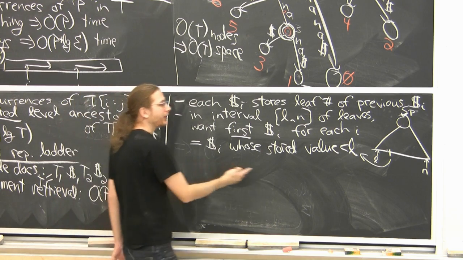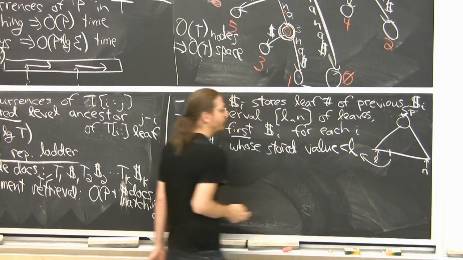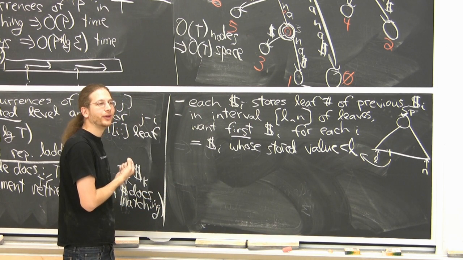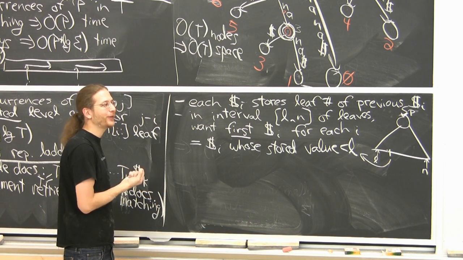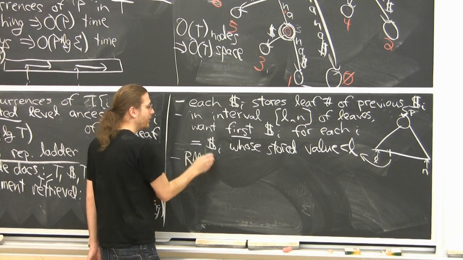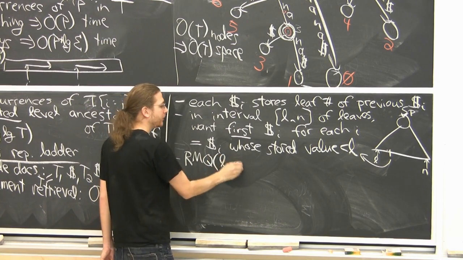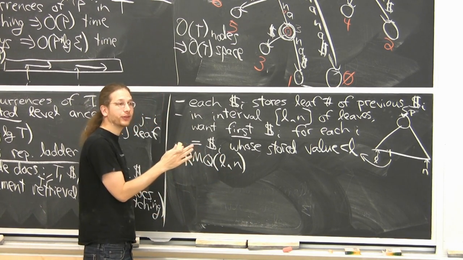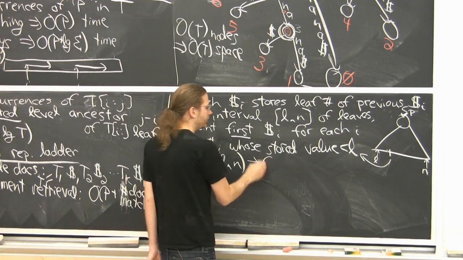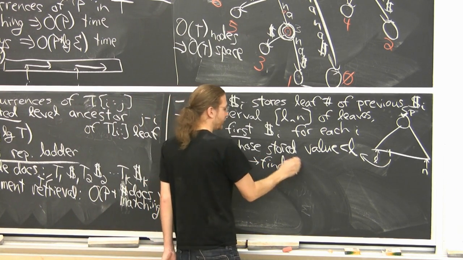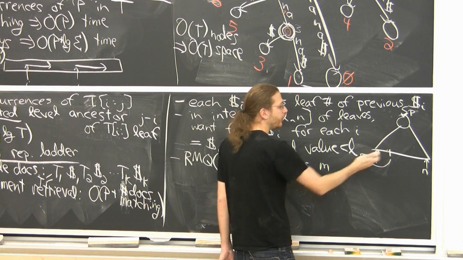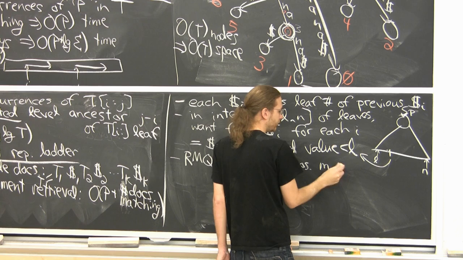So I want to find, in this interval, $i's that have very small stored values. How would I find the very best one? Range minimum query. So we do a range minimum query on L, comma R. If there's any firsts in there, this will find it. Find, let's say, position m with the smallest possible stored value.